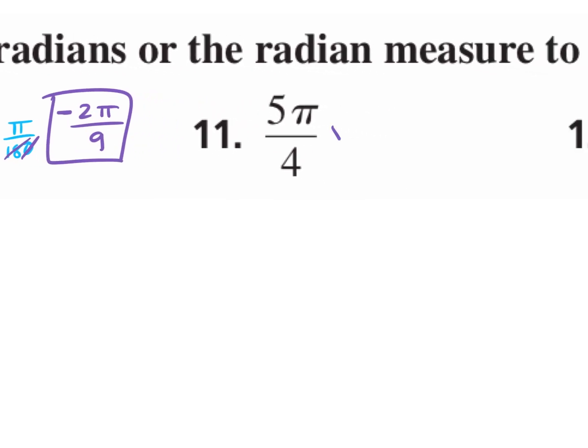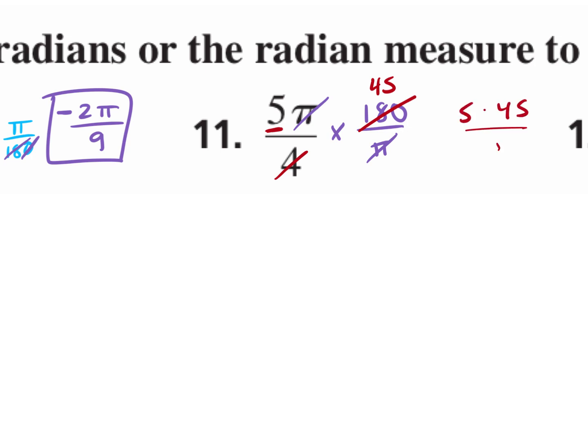For 11, what would I multiply by? 180 over pi. So the pi's cancel. You don't have to multiply 5 times 180. Just simplify it before you multiply. Does 4 go into 180? How many times? 4 goes into 180 45 times. So I have 5 times 45 left on the top and nothing on the bottom.